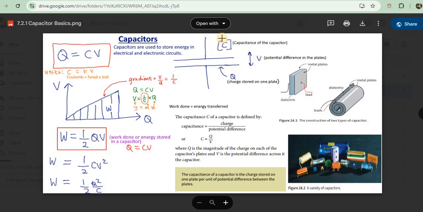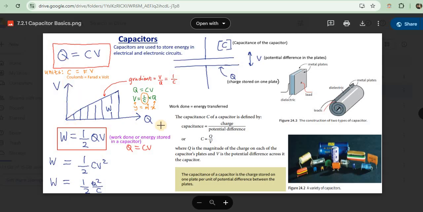Now see, I use the square bracket here to indicate that the capacitance for a certain capacitor is constant. The square bracket indicates it's constant. Units, I already explained. These are the symbols of the units, and these are the units in words. Coulomb equals farad times volt.